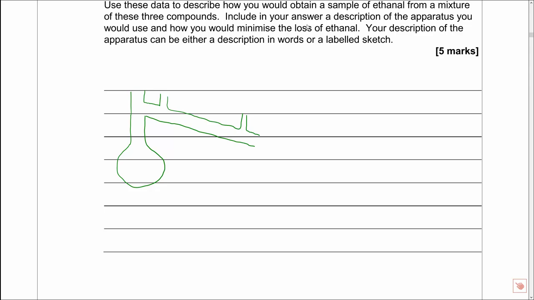Key thing here as well, it says including your description of the apparatus you would use, and how you would minimize the loss of ethanol. That is very important. So what I'd say: diagram, stick some labels in, a picture is worth a thousand words. So this here, that is a thermometer. This is water in. This one, of course, is water out.